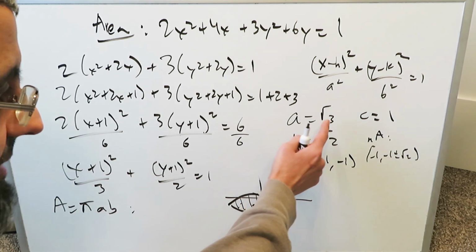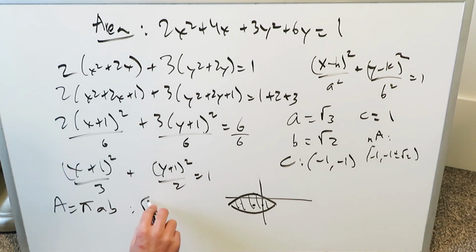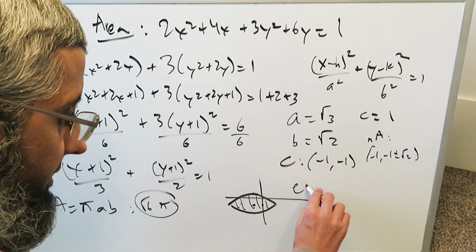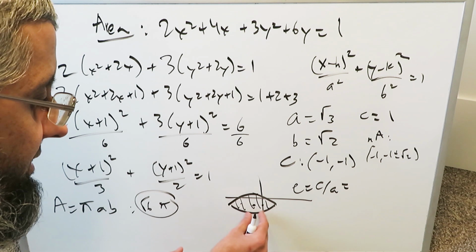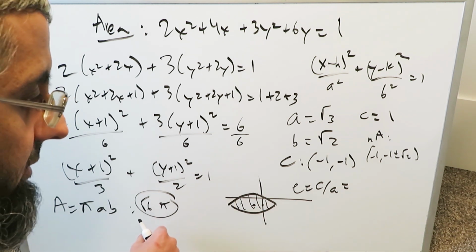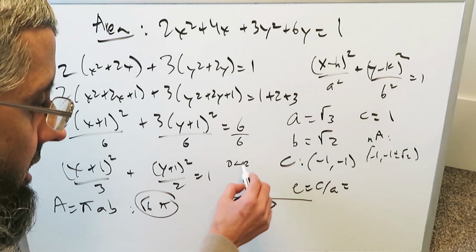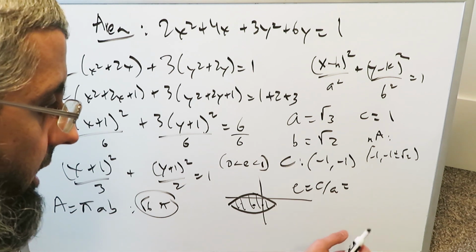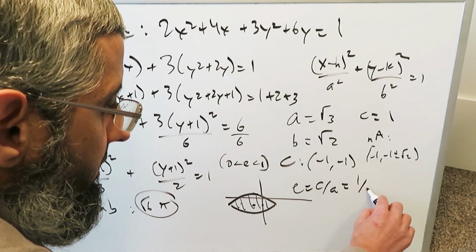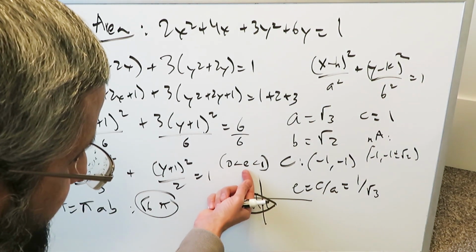What's my A? What's my B? Root 3 times root 2 is root 6, times pi, and root 6 pi will be the area of this. Consider this very last item. Eccentricity is equal to c over a. The deviation of this ellipse from a round circular form represents the eccentricity of an ellipse, and it's always a value larger than 0 but less than 1, never including the value 0 or 1. What's the eccentricity over here? It'll be 1 over root 3. You can do a calculator value and you'll find out it comes somewhere over here.